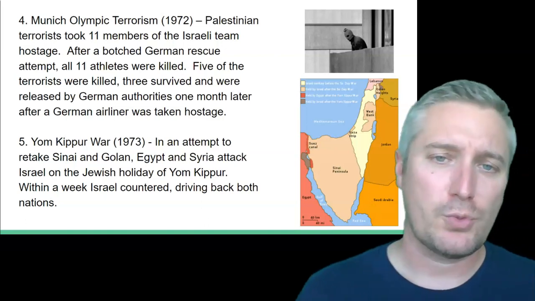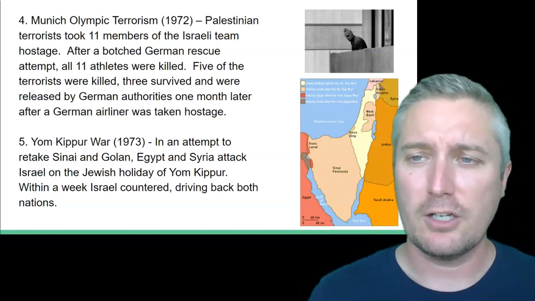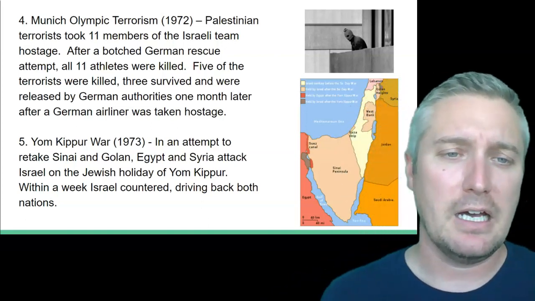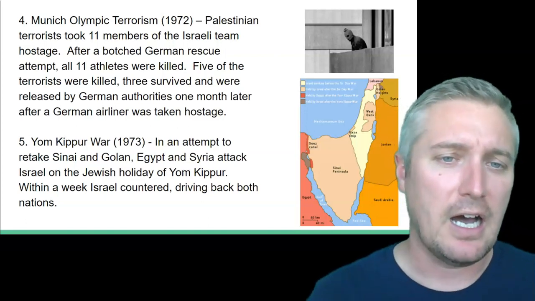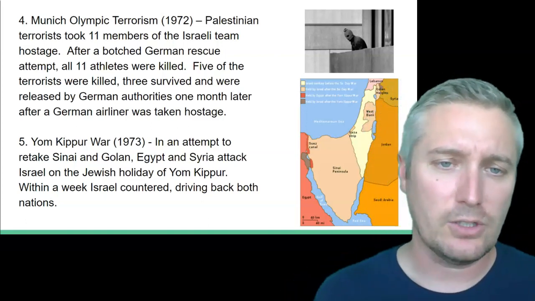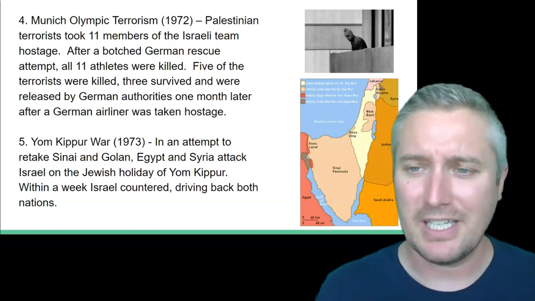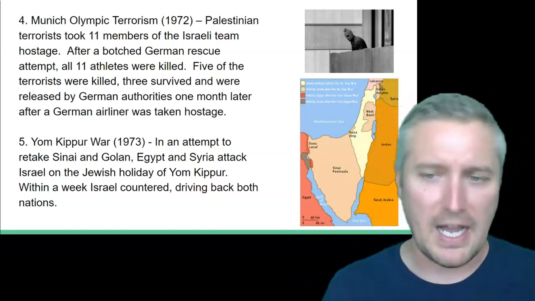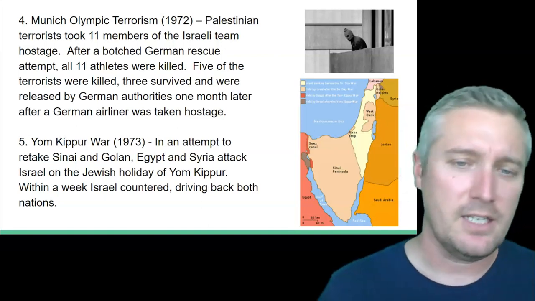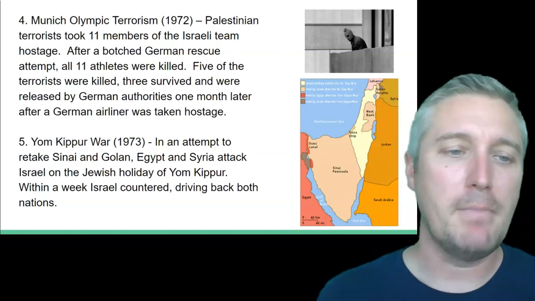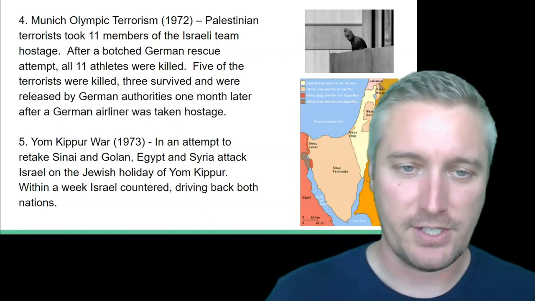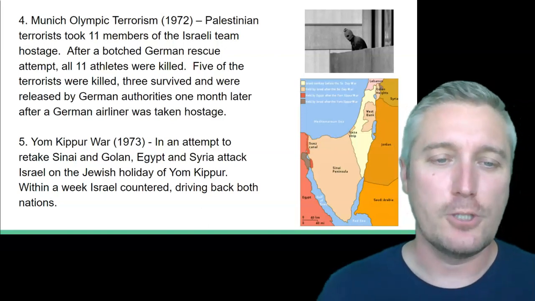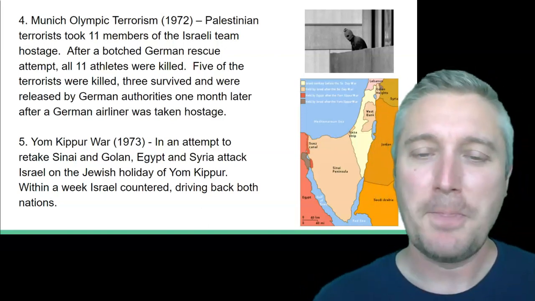And to make matters worse, when German authorities attempted to go in and take out the hostage takers, it was completely botched. 11 athletes were shot and killed by these terrorists. Some, I believe, were even killed in the rescue attempt by authorities. 5 of the terrorists were killed. 3 survived. But shockingly, those 3 were actually released about a month later because another terrorist incident happened in which a German airliner had been held hostage by Palestinians who demanded the release of the earlier terrorists.